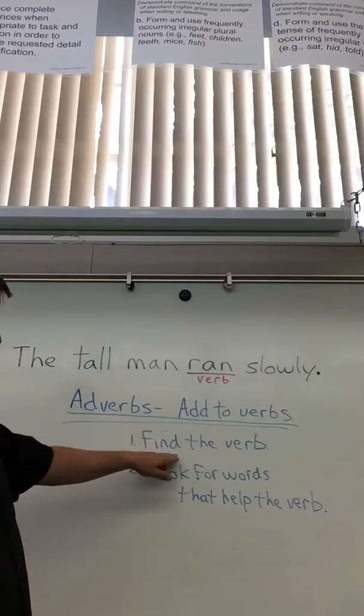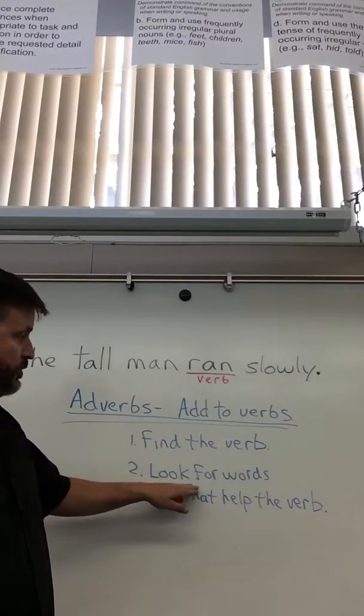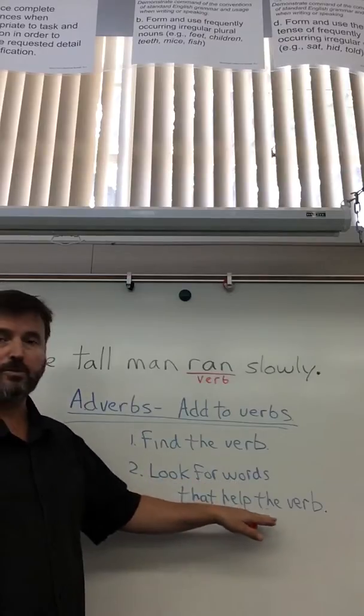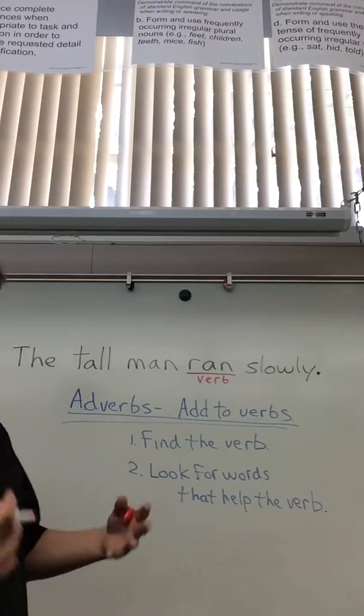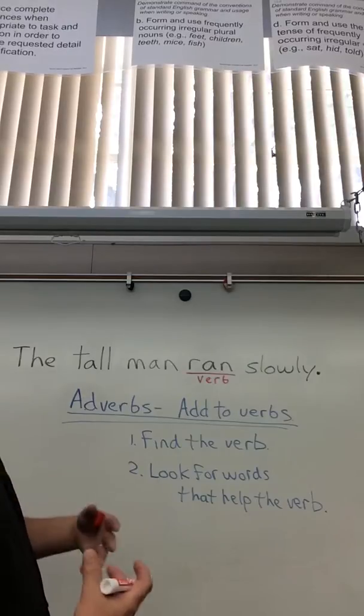So once you find the verb, the second step to finding an adverb is to look for words that help the verb. What word talks about the verb? What helps that verb out? It describes the verb a little more.